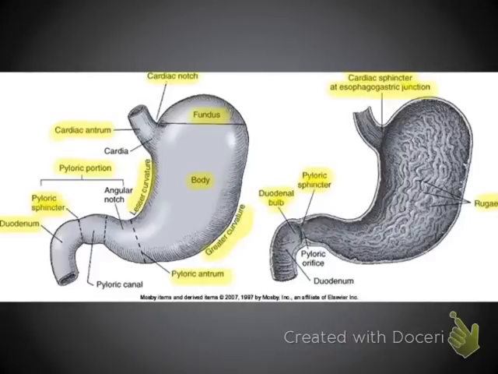We have the cardiac notch here, which is created by the esophagus forming at the esophageal-gastric junction and the fundus residing above it. We have the cardiac antrum and the cardiac sphincter located here. We also have the lesser curvature and the greater curvature. And we have the pyloric sphincter here, which keeps food from going down prematurely into the duodenum, which is here.